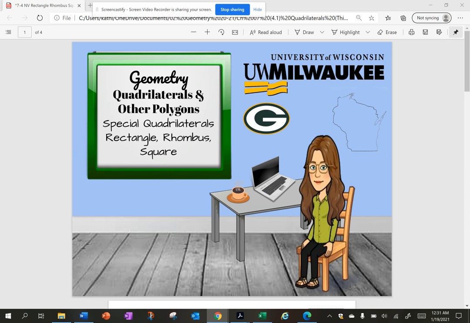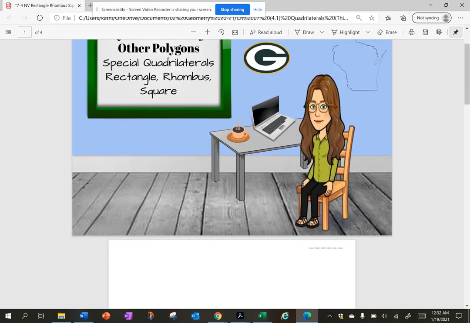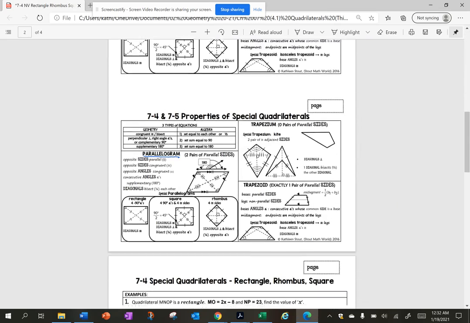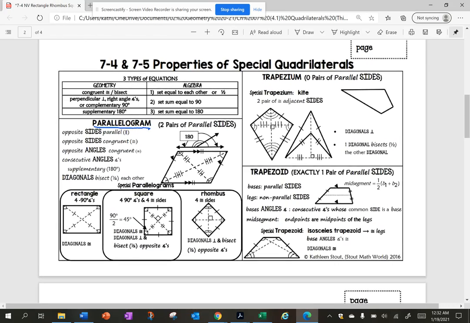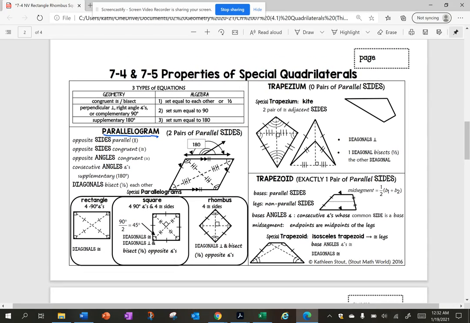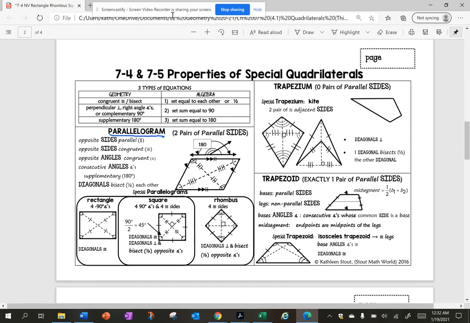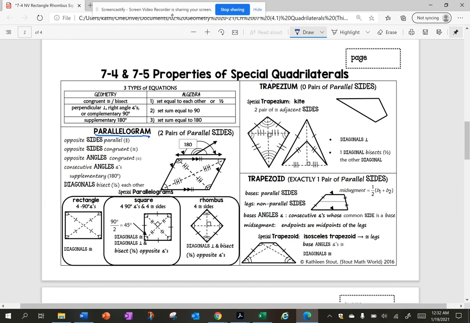Today's lesson is on special quadrilaterals. We'll be talking about the rectangle, the rhombus, and the square. So let's just review where these come from. I'm going to start out with quadrilaterals. Quadrilaterals have four sides.